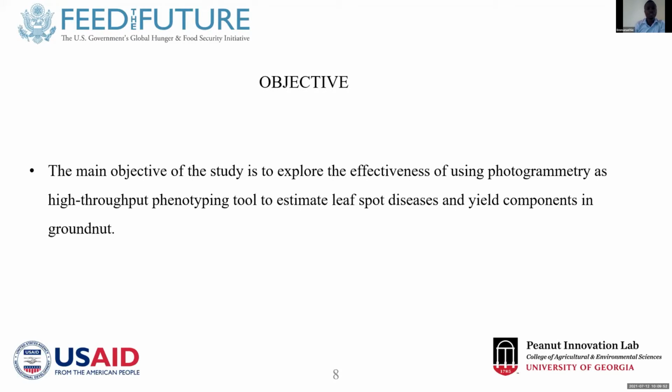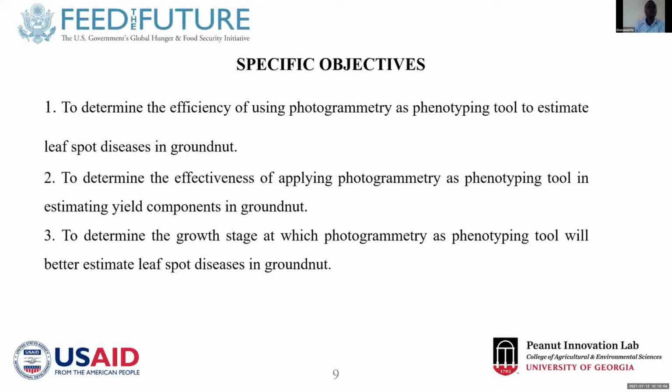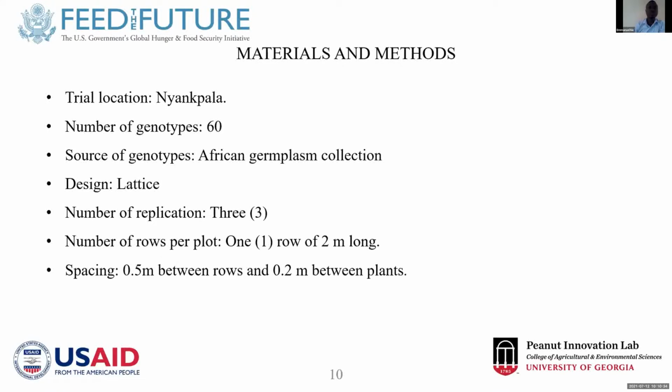The main objective of the study is to explore the effectiveness of using photogrammetry, a high-throughput phenotyping tool, when it comes to the estimation of leaf spot diseases as well as yield components in groundnut. The specific objectives are: one, to determine the efficiency of using photogrammetry as a phenotyping tool to estimate leaf spot diseases in groundnut; two, to determine the effectiveness of applying photogrammetry as a phenotyping tool in estimating yield components in groundnut; and three, to determine the growth stage at which photogrammetry as a phenotyping tool would better estimate the leaf spot diseases in groundnut.